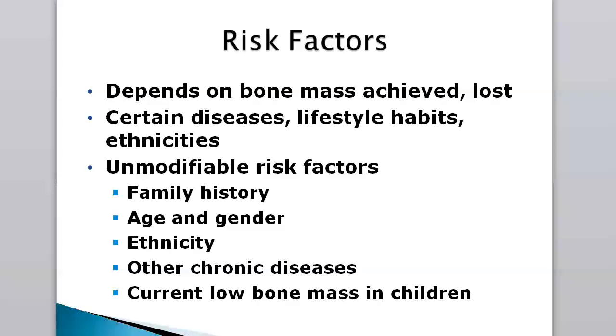Family history, age and gender, ethnicity, and other chronic diseases, current low bone mass in children as well. So let's look at family history, okay? People with a family history of osteoporosis are at increased risk for developing it themselves. And also those with a history of fracture in a first-degree relative are also at higher risk.